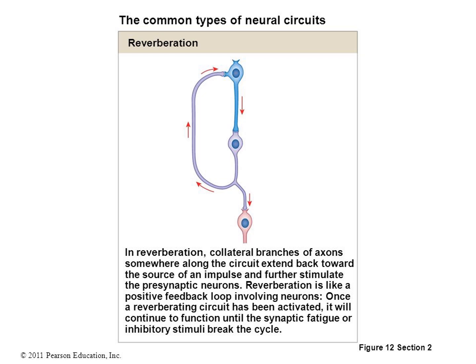Okay? So we can read this. Collateral branches of axons somewhere along the circuit extend back toward the source of an impulse and further stimulate the presynaptic neurons. Reverberation is like a positive feedback loop involving neurons. Once the reverberating circuit has been activated, it will continue to function until there's synaptic fatigue or an inhibitory stimuli break the cycle. So essentially, this linear sequence of neurons, a branch comes back to synapse against one of the early presynaptic neurons, and you get this endless cycle of positive feedback of going around and around in a circle until something stops it. Okay?